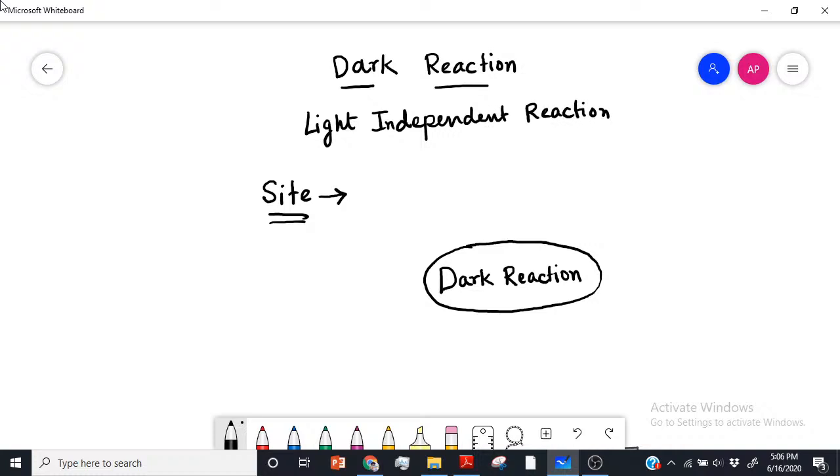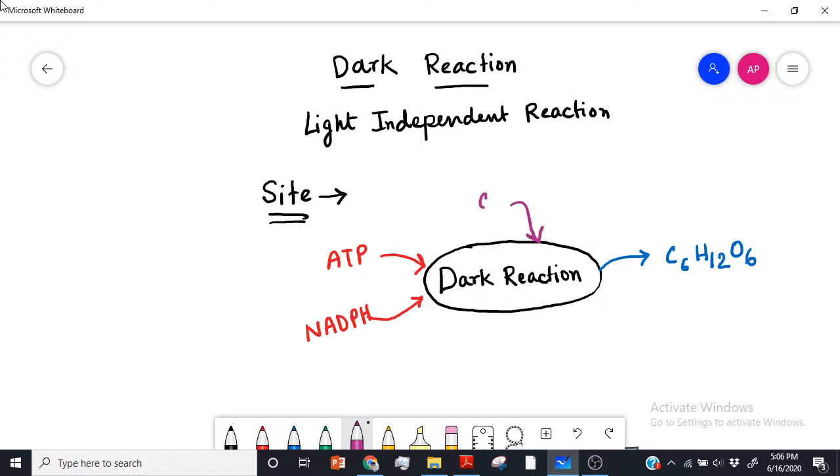Now can you tell me the site of dark reaction? The site of dark reaction is the stroma of chloroplast, right? The stroma of chloroplast.